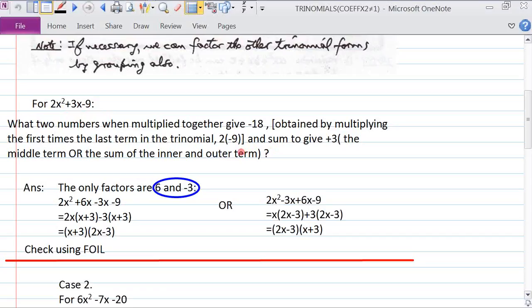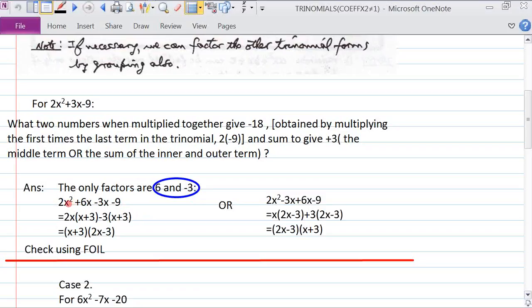That's the first thing we do. And then the numbers sum to give plus 3, which is the middle term. So 6 and minus 3 when multiplied together will give us minus 18. And when we sum them, 6 and minus 3 will give us plus 3. So now I take the 6 here and I put plus 6x. I take the minus 3 and I put minus 3x.